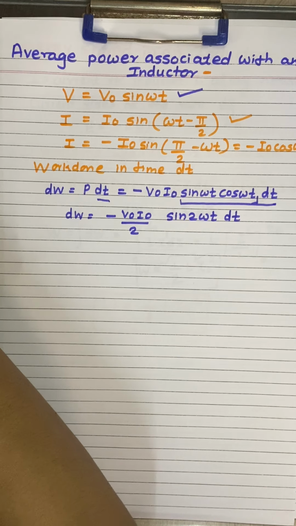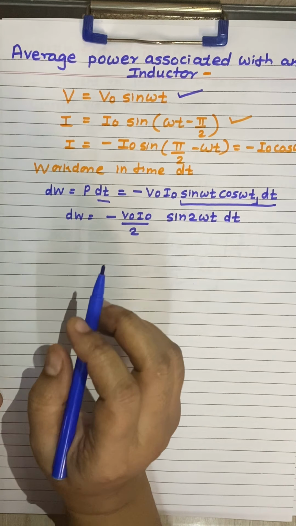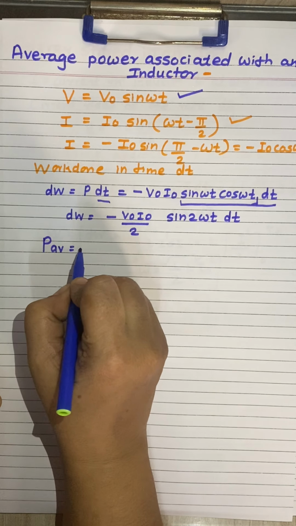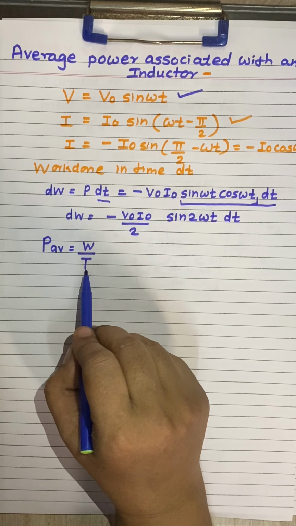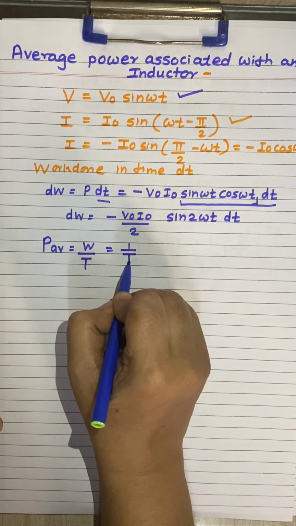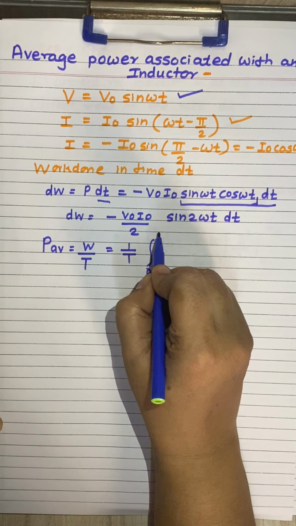Okay, now I want to find out the average power dissipated per cycle in the inductor. So I want to find out P average. P average is equal to the net work done in a complete cycle having the time period capital T. So it is equal to 1 upon T. The time period of a cycle is fixed, and the integration is from 0 to T.